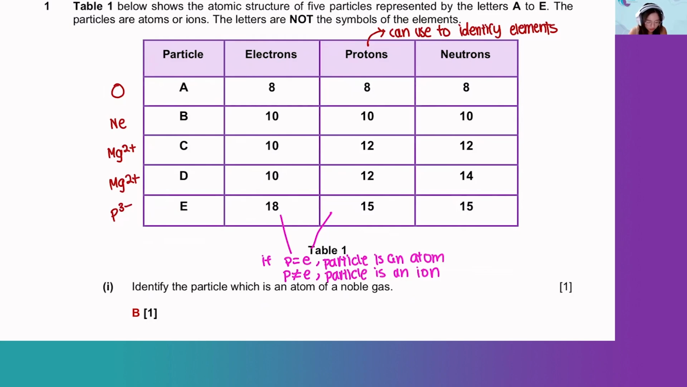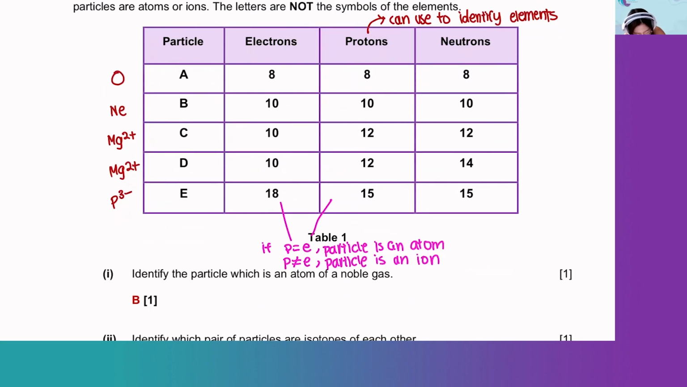Okay, so we look at part one first. Which particle is an atom of a noble gas? We use the letters to answer the question. For a noble gas, we know that this can only be in group 18. So the only one in group 18 is B, which is neon.